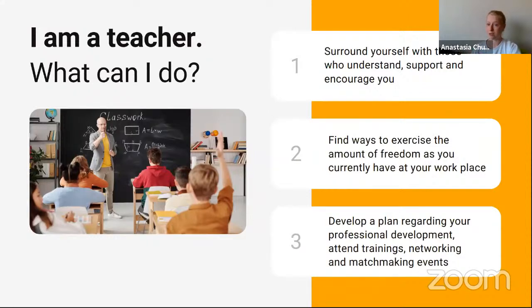Find out how you can progress personally and professionally as a teacher. Find those 10 trainings, attend them, find networking events, find matchmaking events. There are a lot of people who are there to help you. They want to help you and they have means to help you.